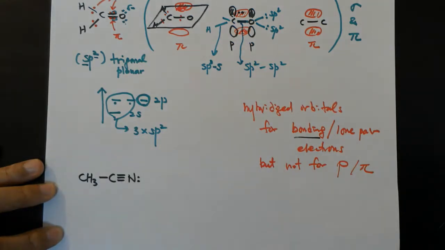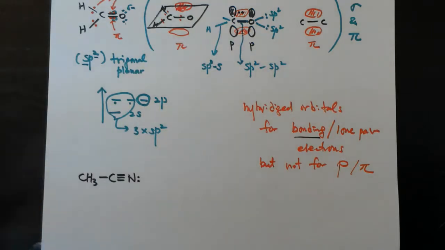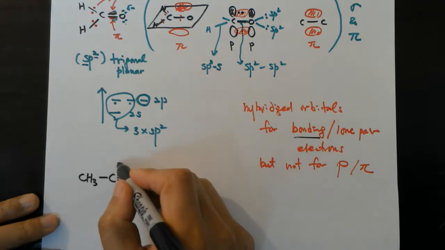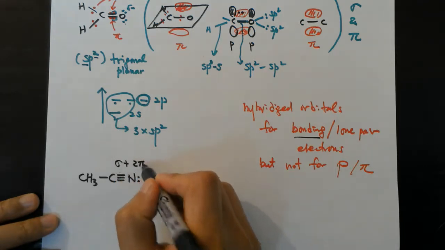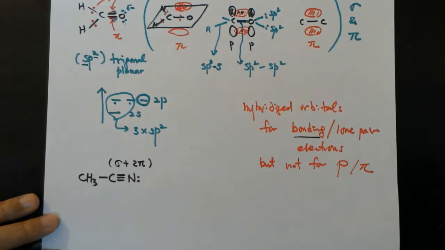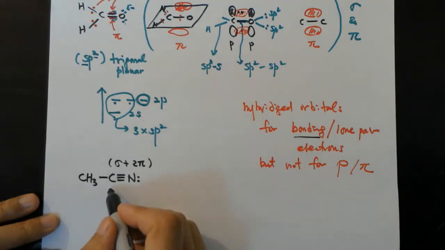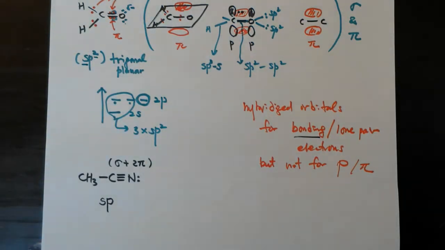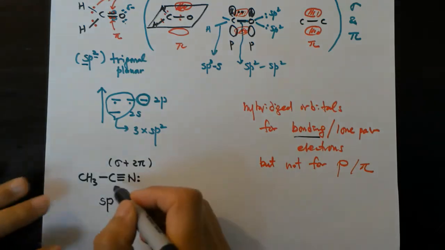So here the carbon has a triple bond. A triple bond is made of 1 sigma and 2 pi. And for the carbon, you have another sigma bond over here besides the one in the triple bond. So carbon has 2 bonding orbitals, so it must mix 1 s and 1 p. So it's sp hybridization that the carbon needs.